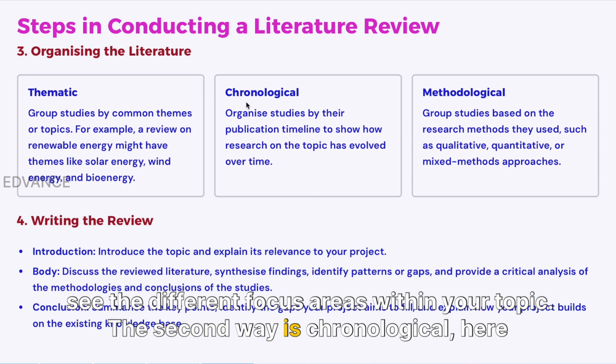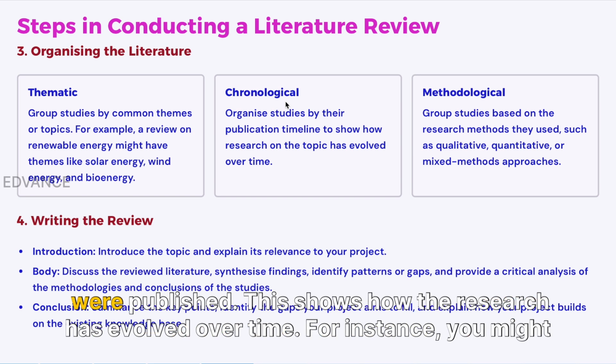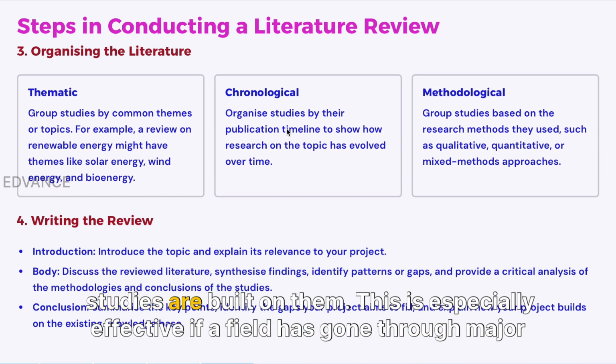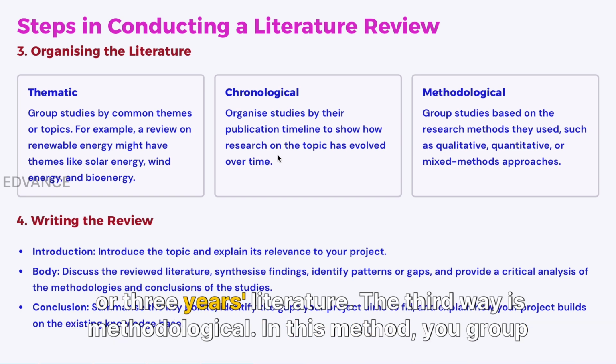The second way is chronological. Here you organize the literature according to time, that is, based on the year when the studies were published. This shows how the research has evolved over time. For instance, you might start with the early foundational work from the 1990s or 2000 and then show how more recent studies have built on them. This is especially effective if a field has gone through major developments or breakthroughs over time. Usually, we focus on the recent works, like the last 5 or 3 years of literature.